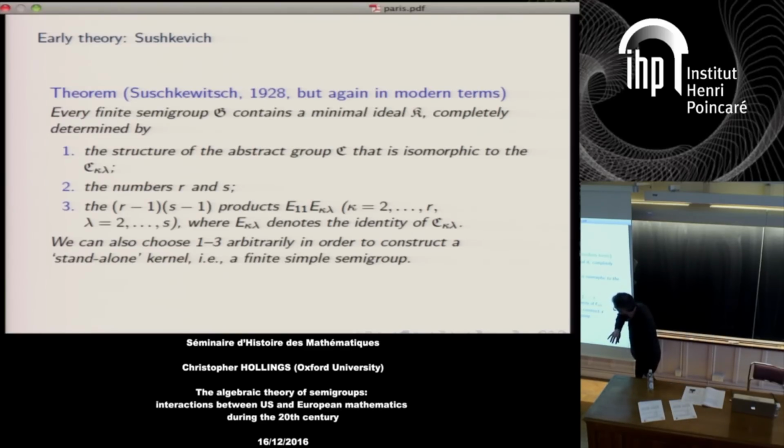And we can also build a kernel sort of without reference to a containing semigroup, and so this gives us a structure theorem for finite simple semigroups. So semigroups having no non-trivial proper ideals. So this is an early structure theorem. It's not necessarily in a very usable form, but people did come back to this a little bit later.